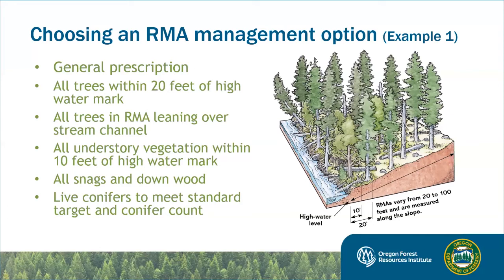All snags and down wood within the 100-foot RMA need to be retained. Snags can be felled for safety reasons, but they would need to be left within the RMA. And then you need to leave the specific amount of live conifers to meet the standard target and the conifer count.